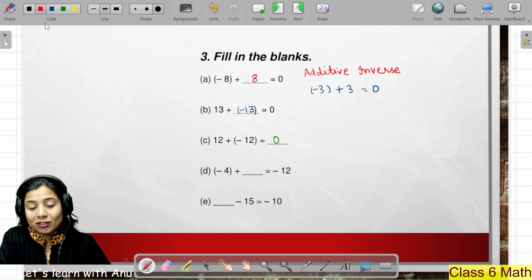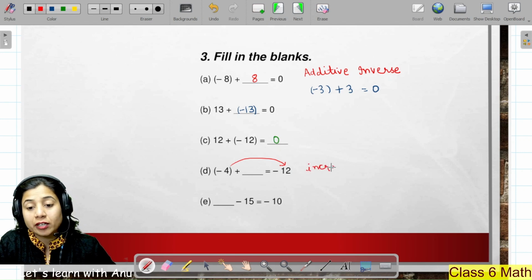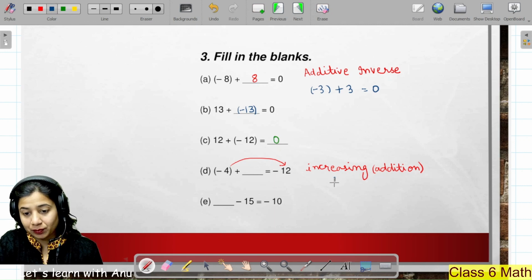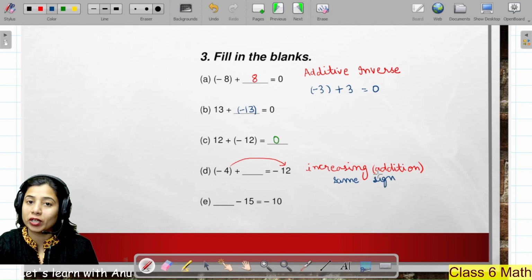D part is a very interesting question, so please all of you pay attention. Minus 4 plus dash equals minus 12. So we have to find this number. First of all, I'm observing that when I'm adding something, the value here is increasing, right? Increasing means which operation is happening? Addition operation, right? So if addition is happening, then that is possible when we have same sign, either both positive or both negative, then only addition is going to happen.